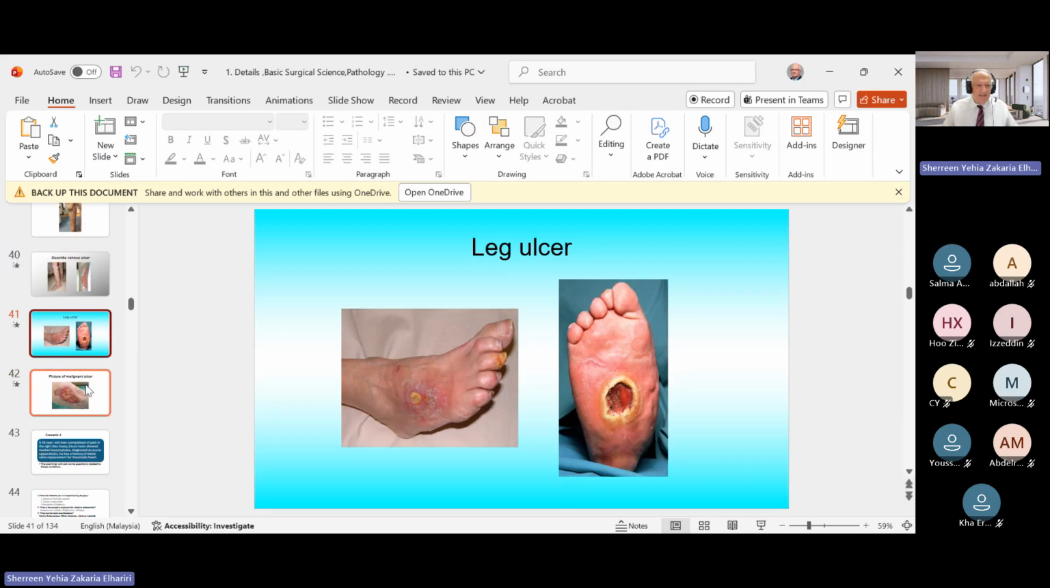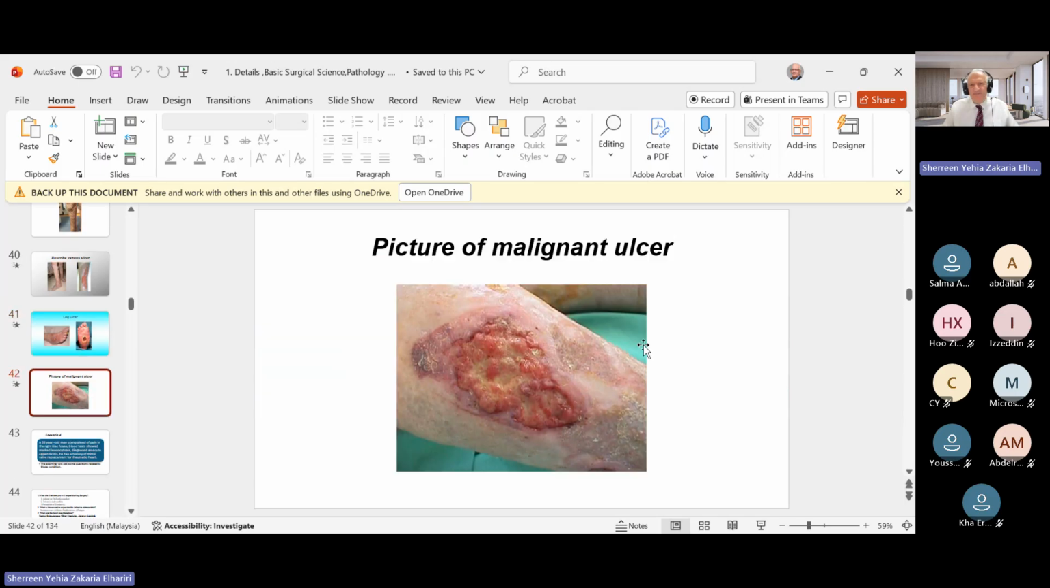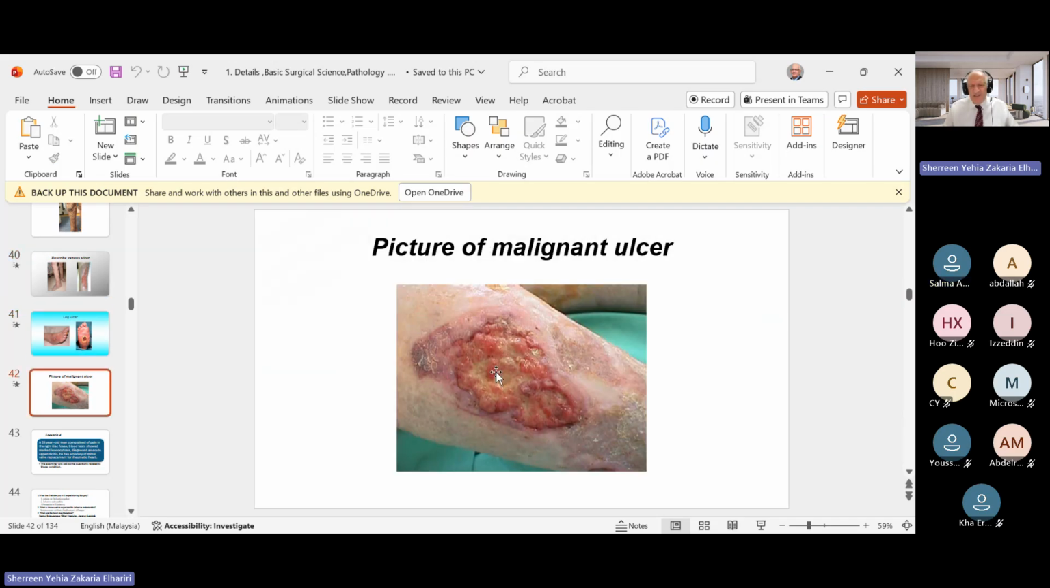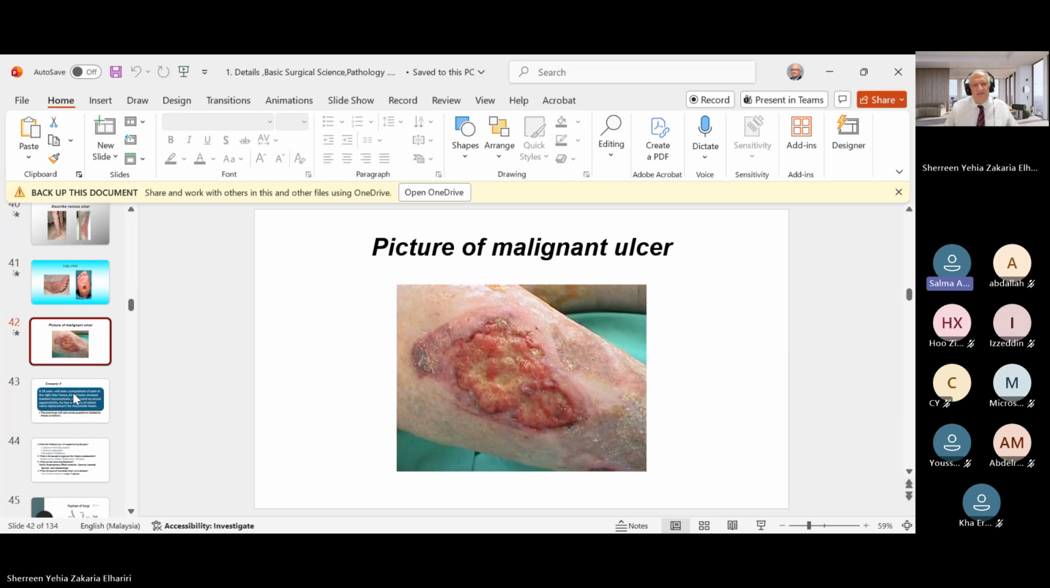Okay, can a malignant ulcer occur in the leg? Yes, after a chronic long-standing ulcer. Okay, so we have venous ulcer, ischemic ulcer, diabetic or neuropathic ulcer, and a long-standing venous ulcer can become malignant. If this is malignant, what type of malignancy? Squamous cell carcinoma. Okay. All right. Thank you.